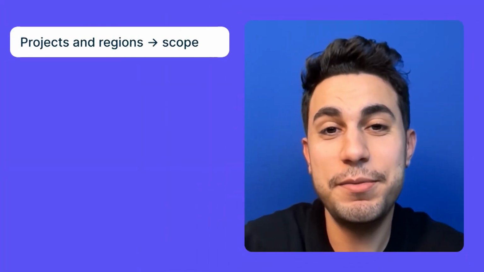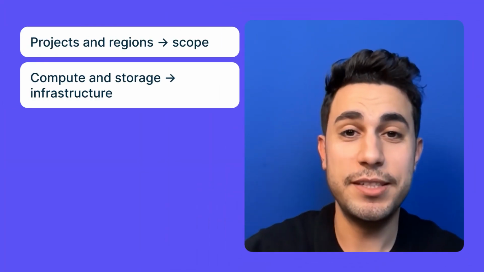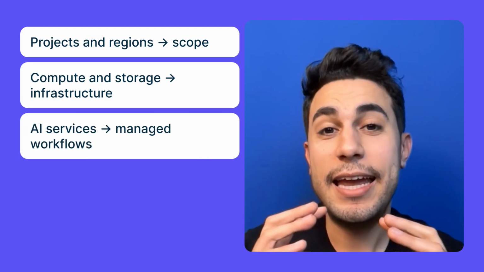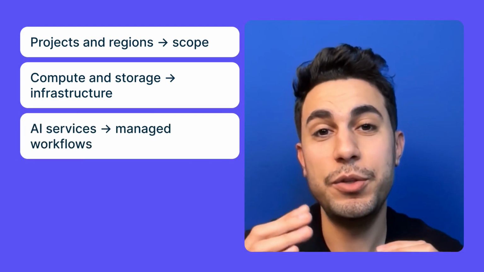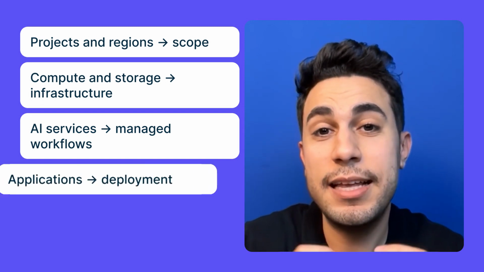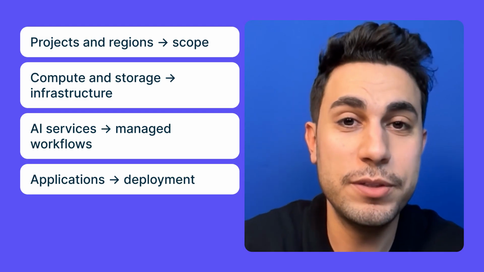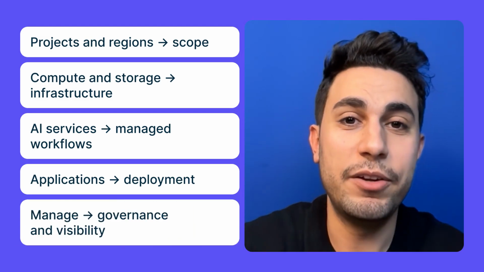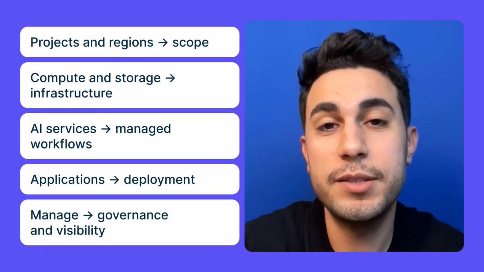What you've just seen is the foundation of Nebius Cloud. Projects and regions define your environment, infrastructure services give you control and flexibility, AI services let you train, fine-tune, and deploy models without managing any underlying complexity. Applications help you move faster with ready-to-run tools. And last but not least, the administrative layer ensures visibility, governance, and cost awareness across your organization. All of it is designed to support the full lifecycle of modern AI workloads, from experimentation to production. And now that you understand how everything fits together, you're ready to start building with confidence.